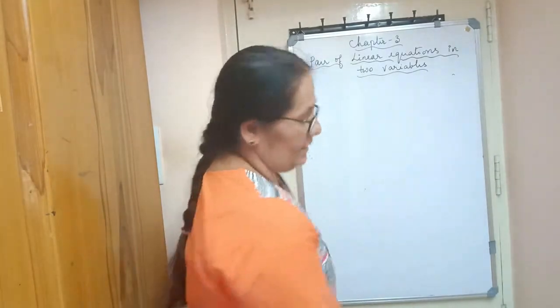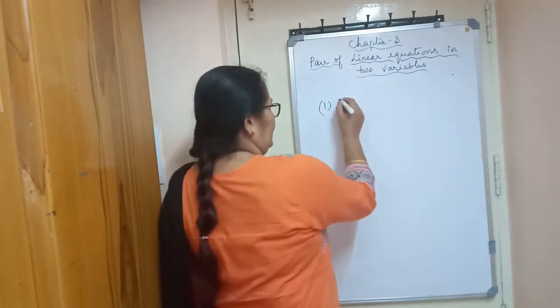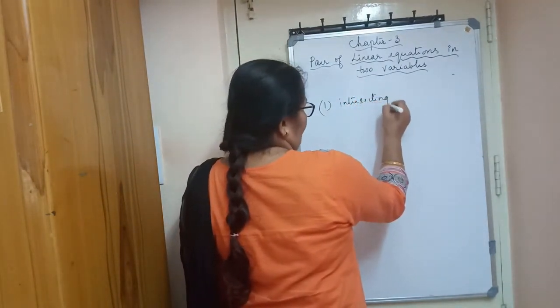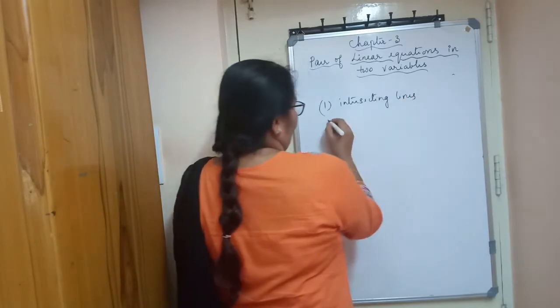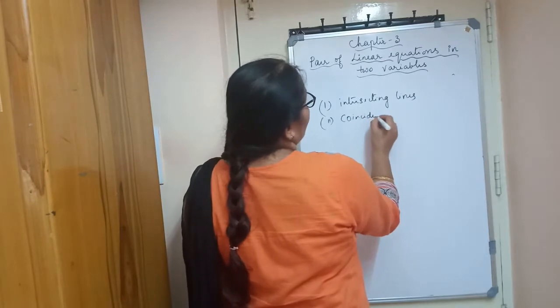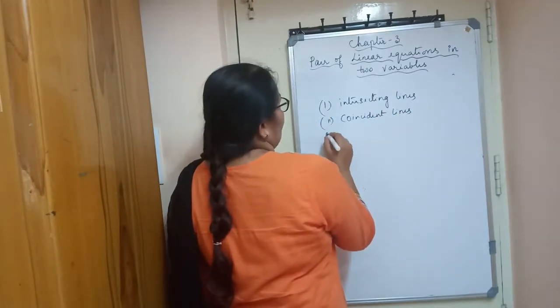Both considered together, there are only one of the following three possibilities. That is, you will get intersecting lines, or coincident lines, or parallel lines.